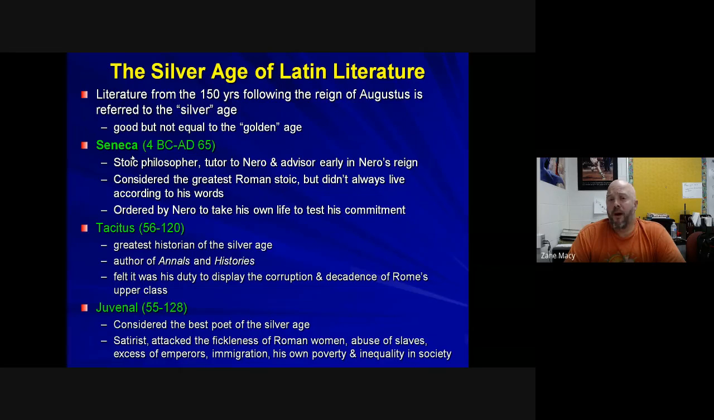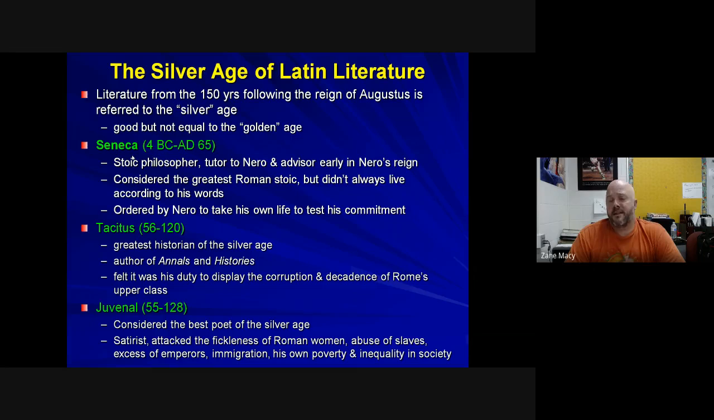Stoics had no problem with the concept of suicide. Like I said, they didn't have a problem with it, to the point that if they felt that they had dishonored themselves, their families, the state, they saw no problem with taking their own life.